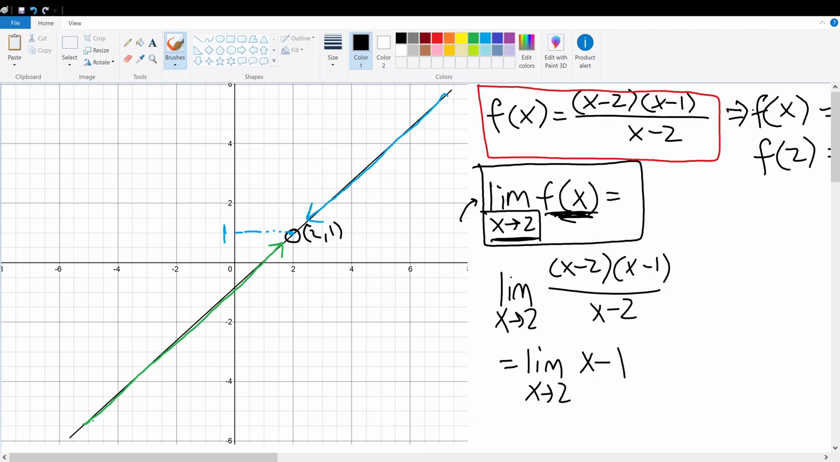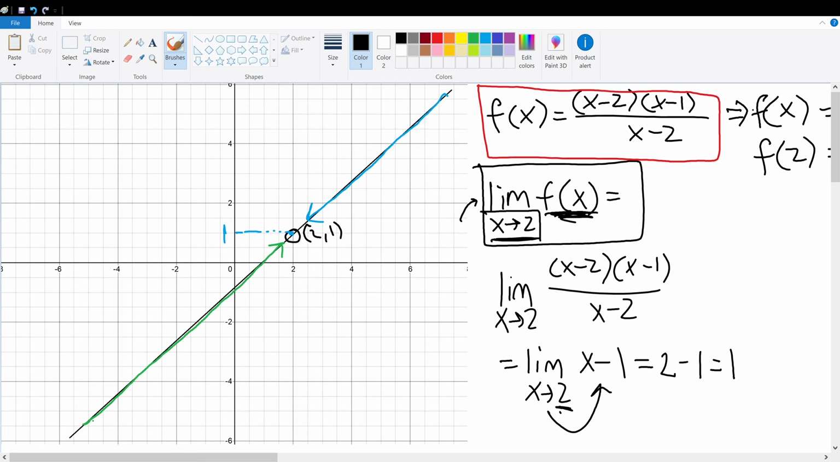And to evaluate this limit, we simply apply the value x approaches into the function that we want to find the limit for. So this will be equal to, once substituted, 2 minus 1, which will equal the value of 1. Therefore, when x infinitely gets close to 2, for this function of (x minus 2) times (x minus 1) divided by (x minus 2), the value of this limit will be y equal to 1.